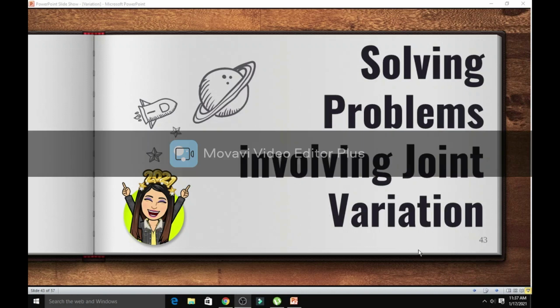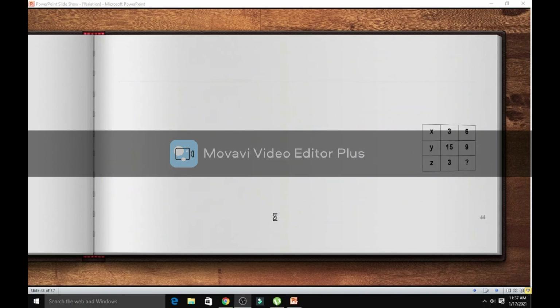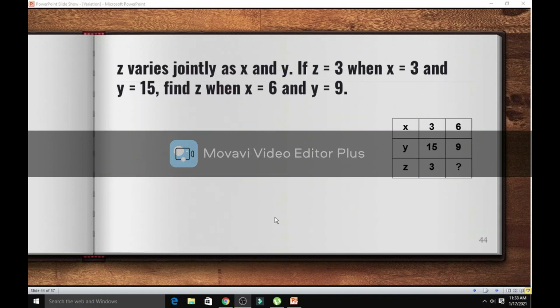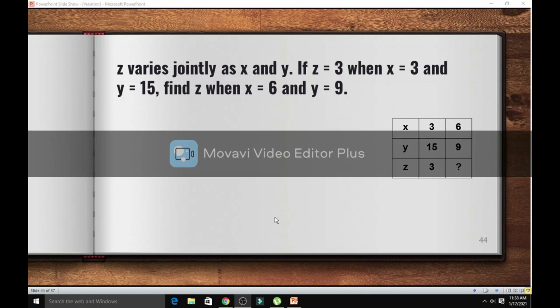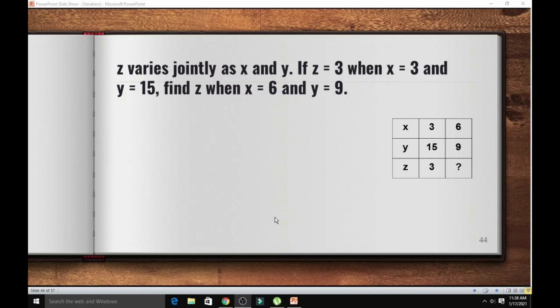So, how are we going to solve problems involving joint variation? So, I have here example number 1. Z varies jointly as x and y. If z is equal to 3 when x is equal to 3 and y is equal to 15, find z when x is equal to 6 and y is equal to 9. So, kung makikita ninyo, ginawa ko siyang table of values para mas madali ko malaman kung ano-ano yung mga gagamitin ko dun sa mga unang steps at dun sa last steps para mahanap ko yung nawawala, which is z.